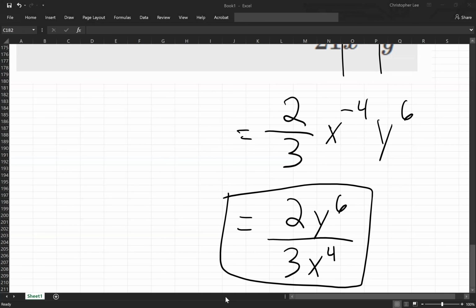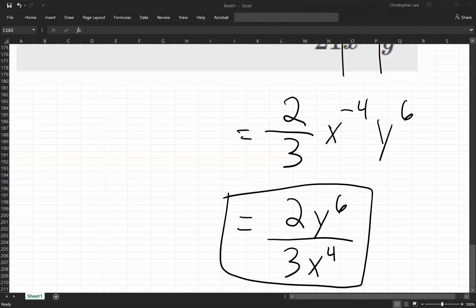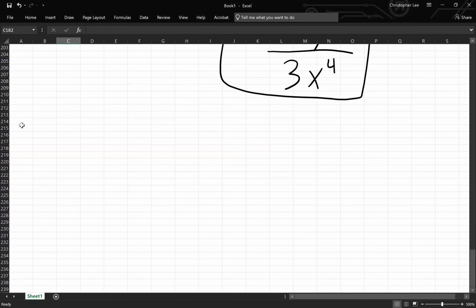Y'all need to see another example? Y'all feel like y'all get it? It's just simplifying a fraction. What you say? All right. All right, try this out.